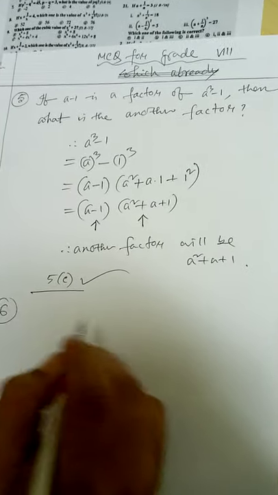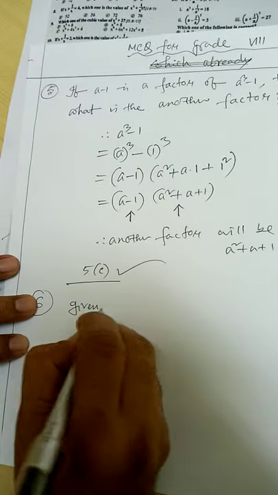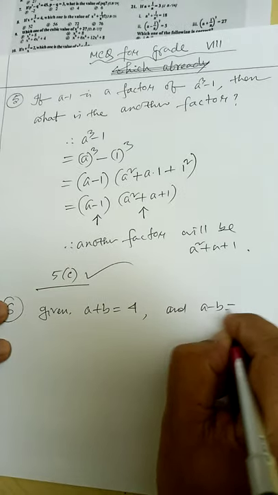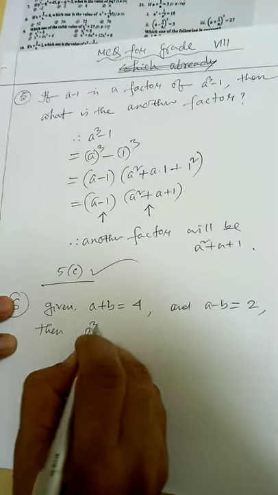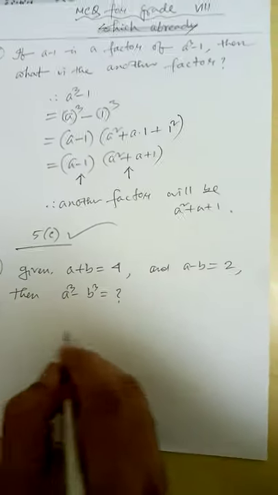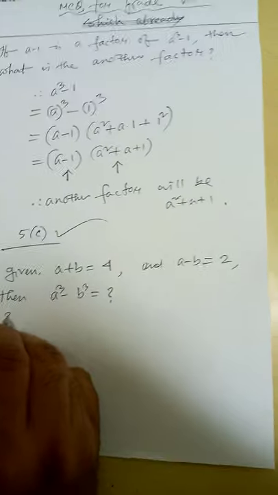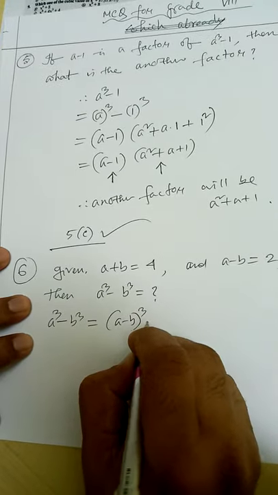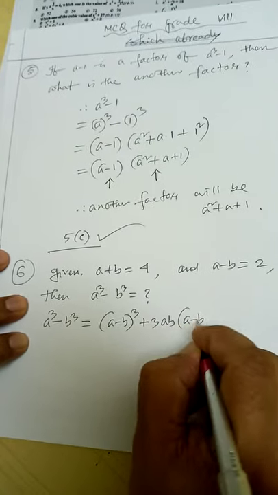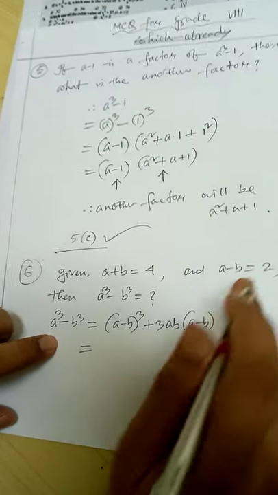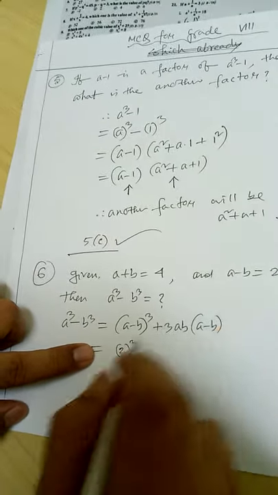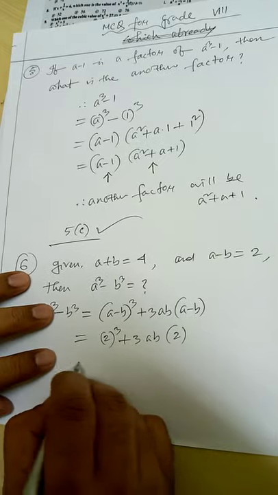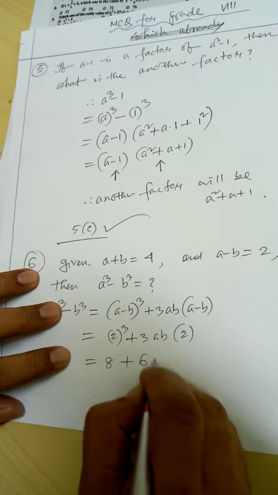Now question number 6. Given a + b = 4 and a − b = 2, then a³ − b³ equals what? We can write a³ − b³ = (a − b)³ + 3ab(a − b). Here a − b only we can use, putting the value: a − b = 2, so 2³ = 8, plus 3 times ab times 2, that is 6ab.